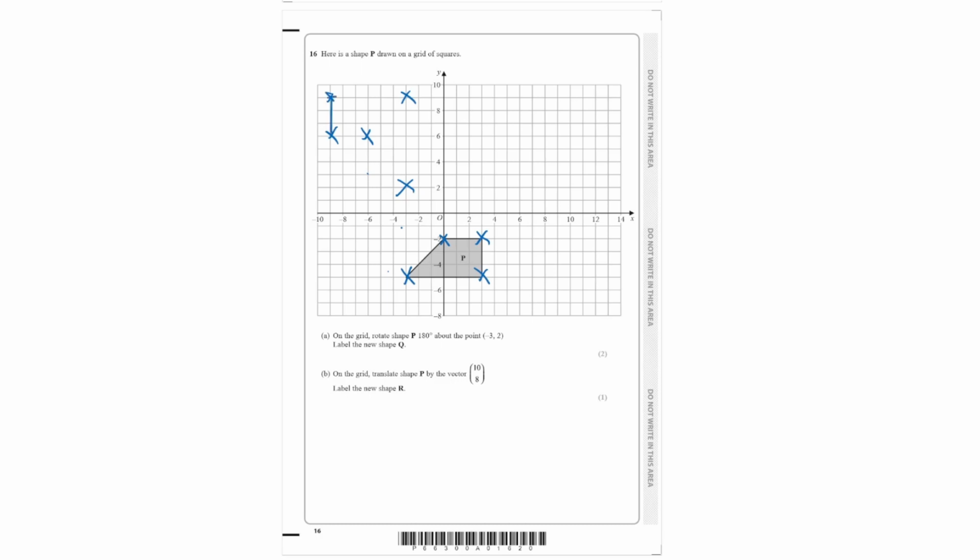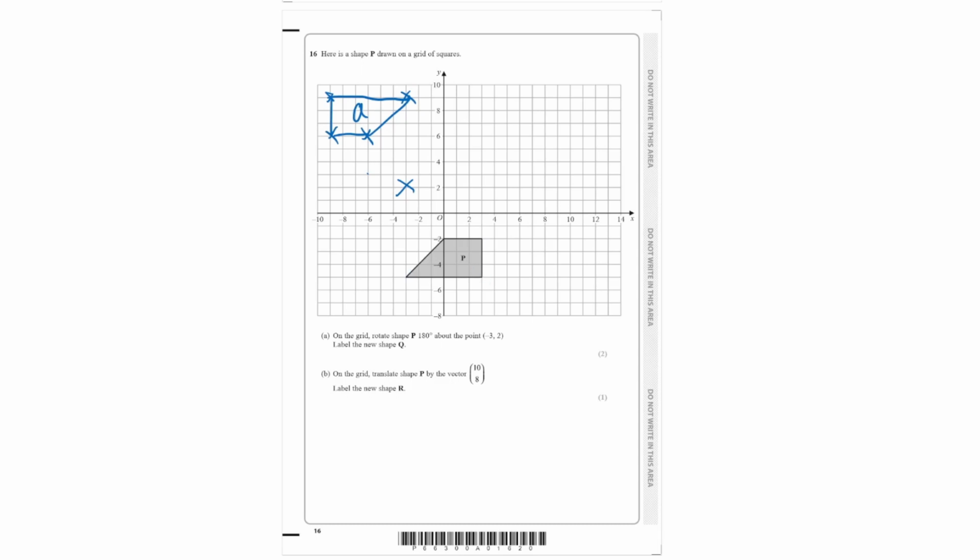Notice how the shape is exactly the same. If the height, this part, is 3, this will also be 3. And we label this shape Q. Now, going on to the next question.